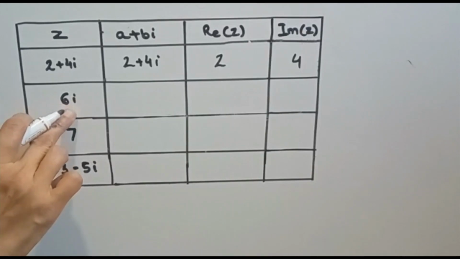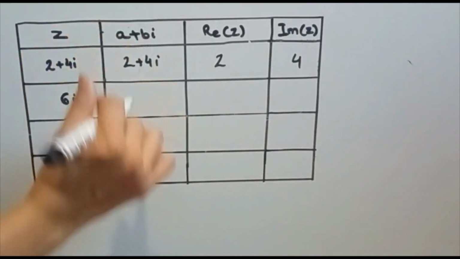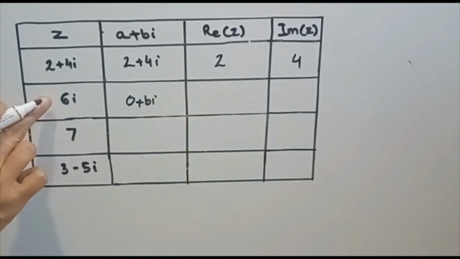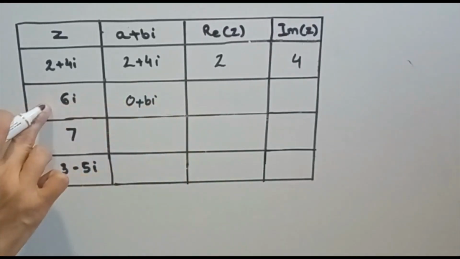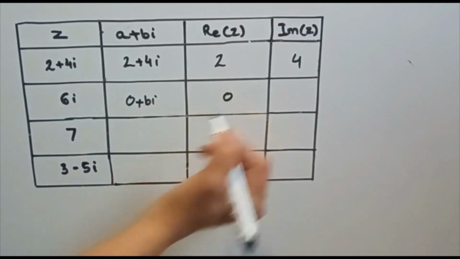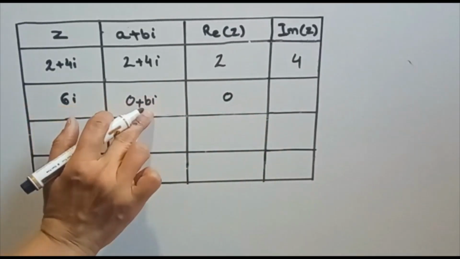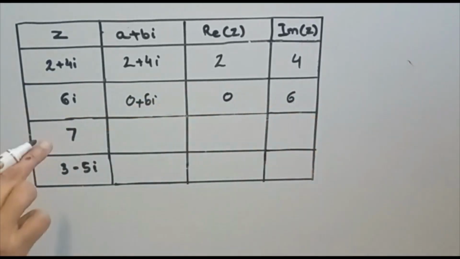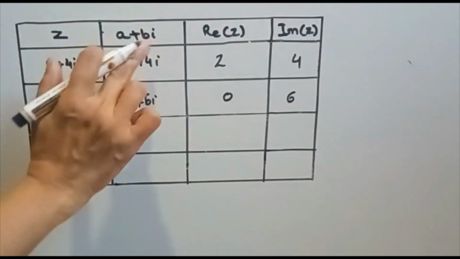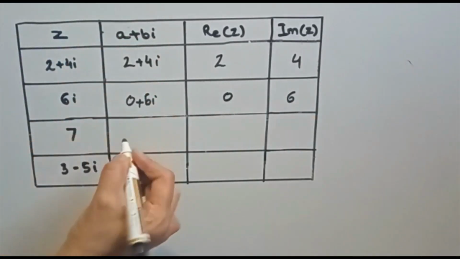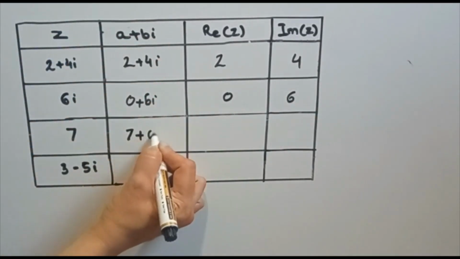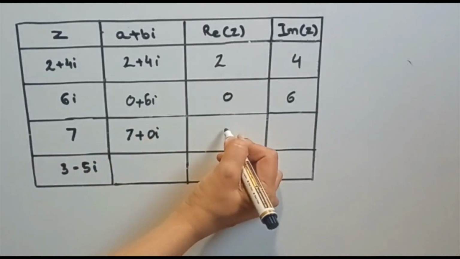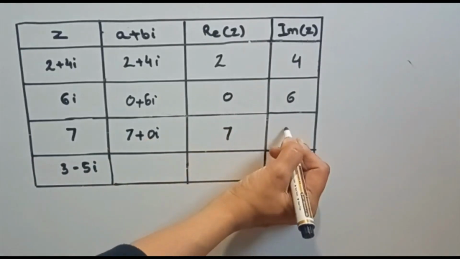6i. This we have to write in the form of a plus bi. So 0 plus 6i, because the a term is not given, it means it is 0. So the real term is 0. Imaginary term is 6. Now this 7 we have to write in the form of a plus bi. The imaginary term is not given, it means the imaginary term is 0. So the real term is only 7. Imaginary term is 0.